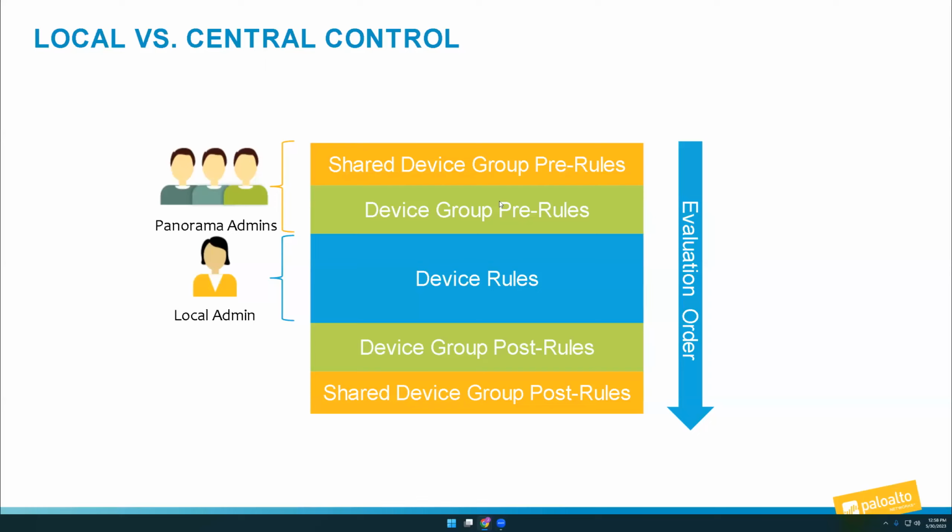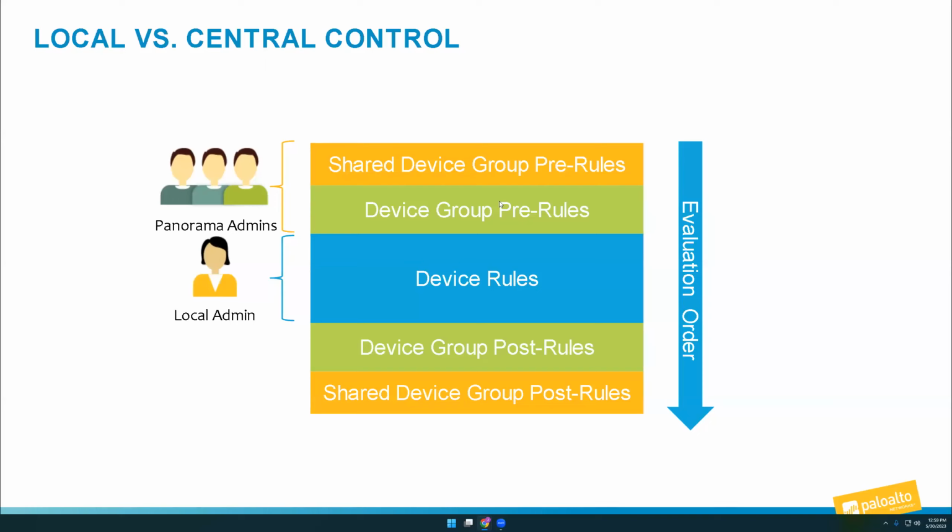So there's this notion of pre, local, and post rules, right? Any pre-rules are rules generated in Panorama that are pushed down to a firewall. Any local rules are rules that are local to the firewall, like device rules, if someone logs into the firewall itself and creates a policy. And then post rules are rules generated within Panorama that are pushed to the firewall and will append themselves to any local rules that are generated on the firewall.